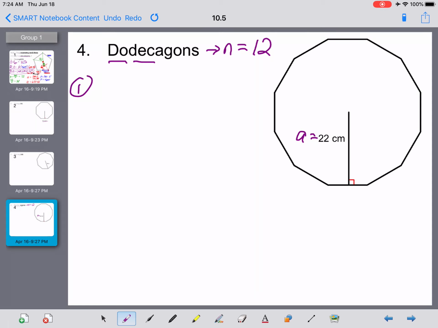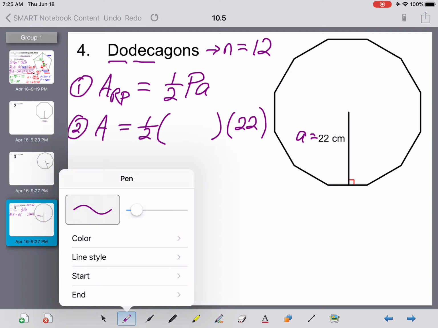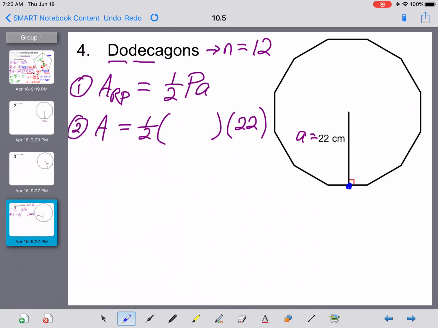So here we go. Step number 1, area of any regular polygon is always going to equal 1/2 times perimeter times apothem. Step 2, fill in what you know. Area is 1/2. We do not know our perimeter, but we do know that our apothem right there was given to us as 22. So we've got to try to figure out our perimeter. Now to do that, it's kind of one thing at a time here, guys. What we really want to find first is this little piece right here on the bottom that makes up half of a side. So I usually call that X.